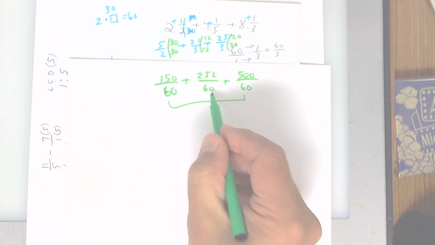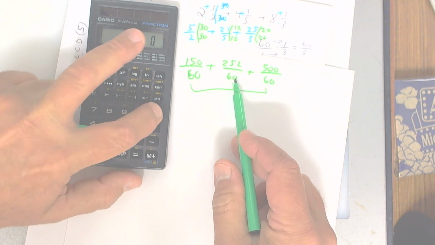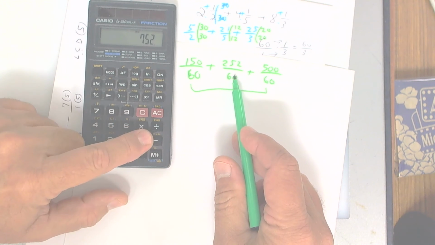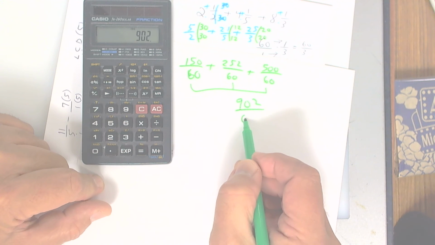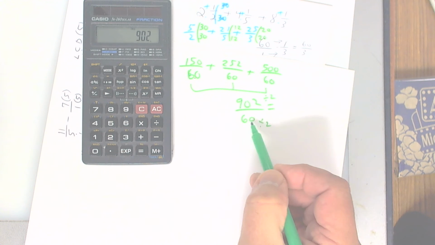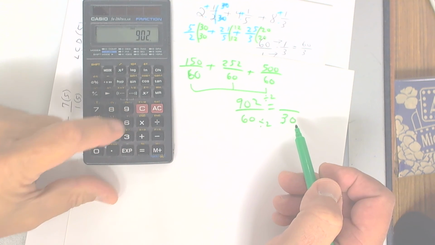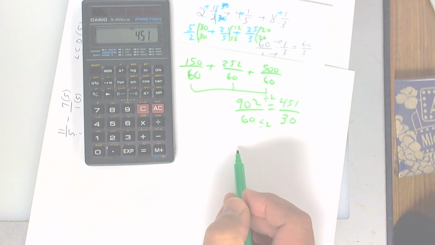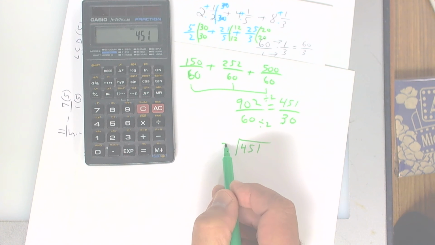Now I'm adding all this up. Now I have the same denominator, so I add my top numbers. So I have 500 plus 252 plus 150, and I get 902. So I get 902 over 60, but you can reduce it by 2, you see, and maybe more. So half of 60 is 30. Half of 902, I'm going to divide by 2, I get 451. Now that means nothing to me, so I'm going to go ahead and take 451 divided by 30.